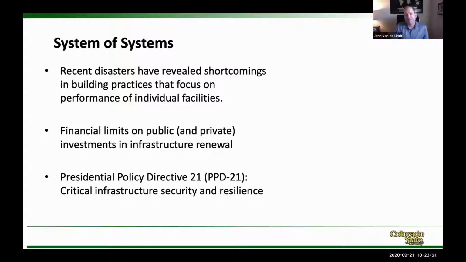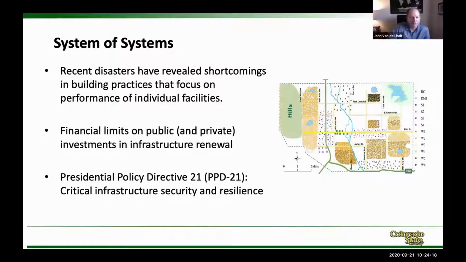So then we go up even a step further, to the system of systems, and so recent disasters have revealed shortcomings in the design and the performance of individual facilities, but there's also a financial limit to how much funding can be put into these, and there's also private funding as well. And so a community is essentially a system of systems, and each building that we're modeling on the shake table is its own system of all these components. But then we put them all together, 10,000 or 100,000, to essentially form a community or a city.